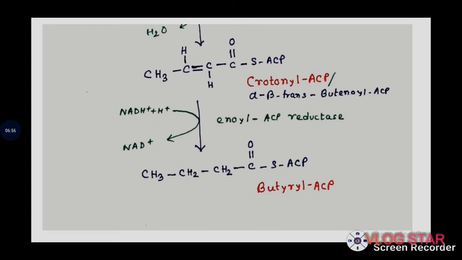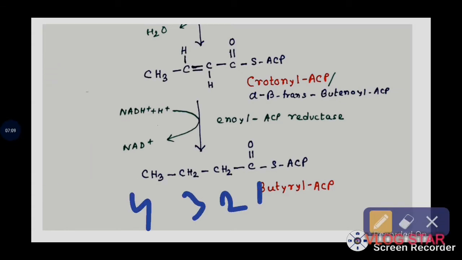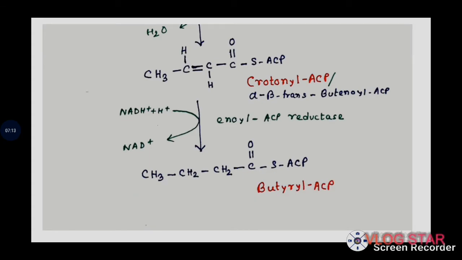The next reaction: alpha beta trans butanoyl ACP will be converted to butyryl ACP. But means 4, so 4 carbons are there, you can see very well, and the ACP molecule is there. So butyryl ACP. What would be the name of the enzyme? I am again saying that it was car driver. So DR, R means reduction, so again it would be a reduction reaction.